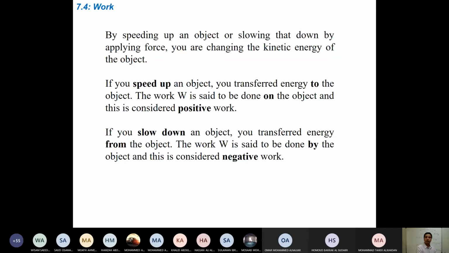So the work is said to be done on the object, and that is considered positive work. If you slow down an object, you transfer energy from the object. The work is said to be done by the object, and that is considered negative work. So work done on the system and work done by the system. By the system, that work will be considered negative. On the system, that work will be considered positive.